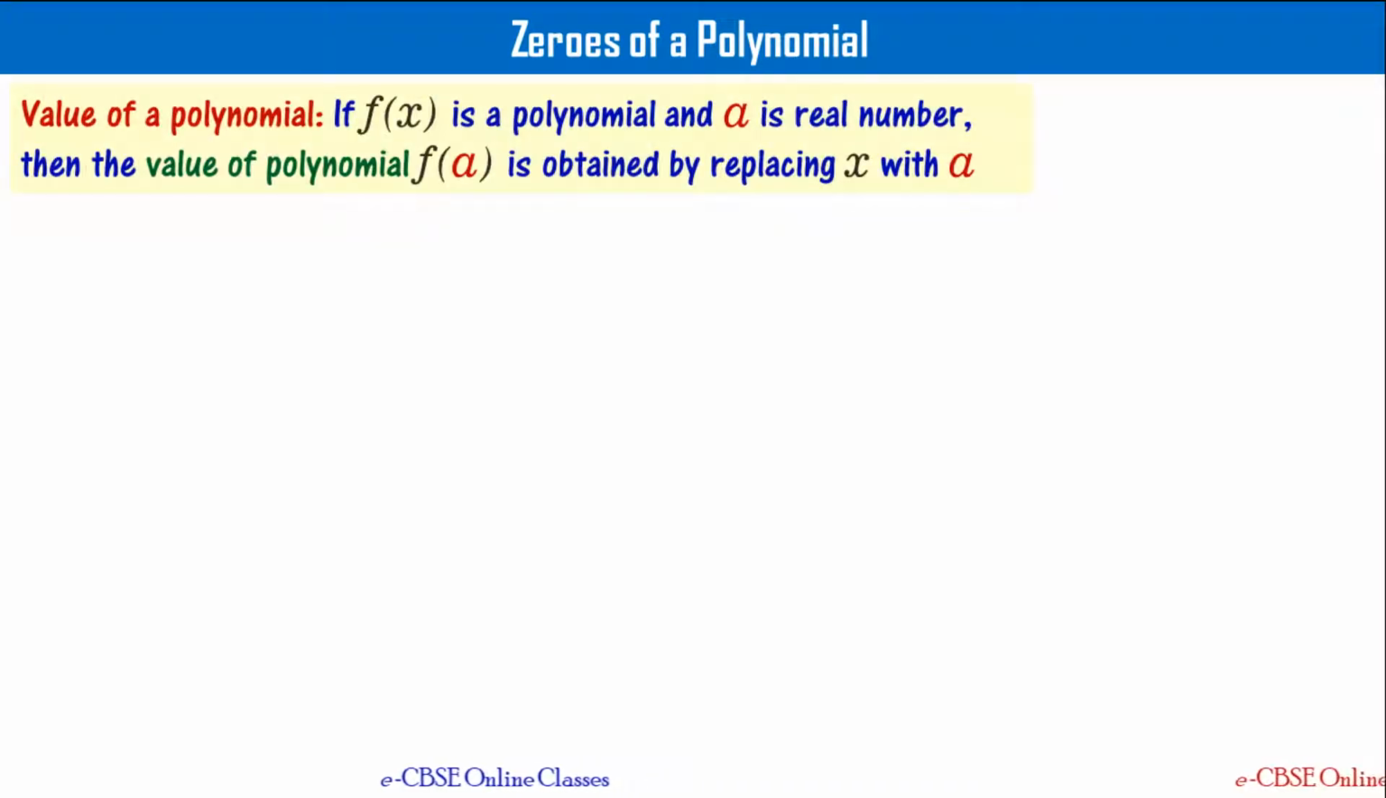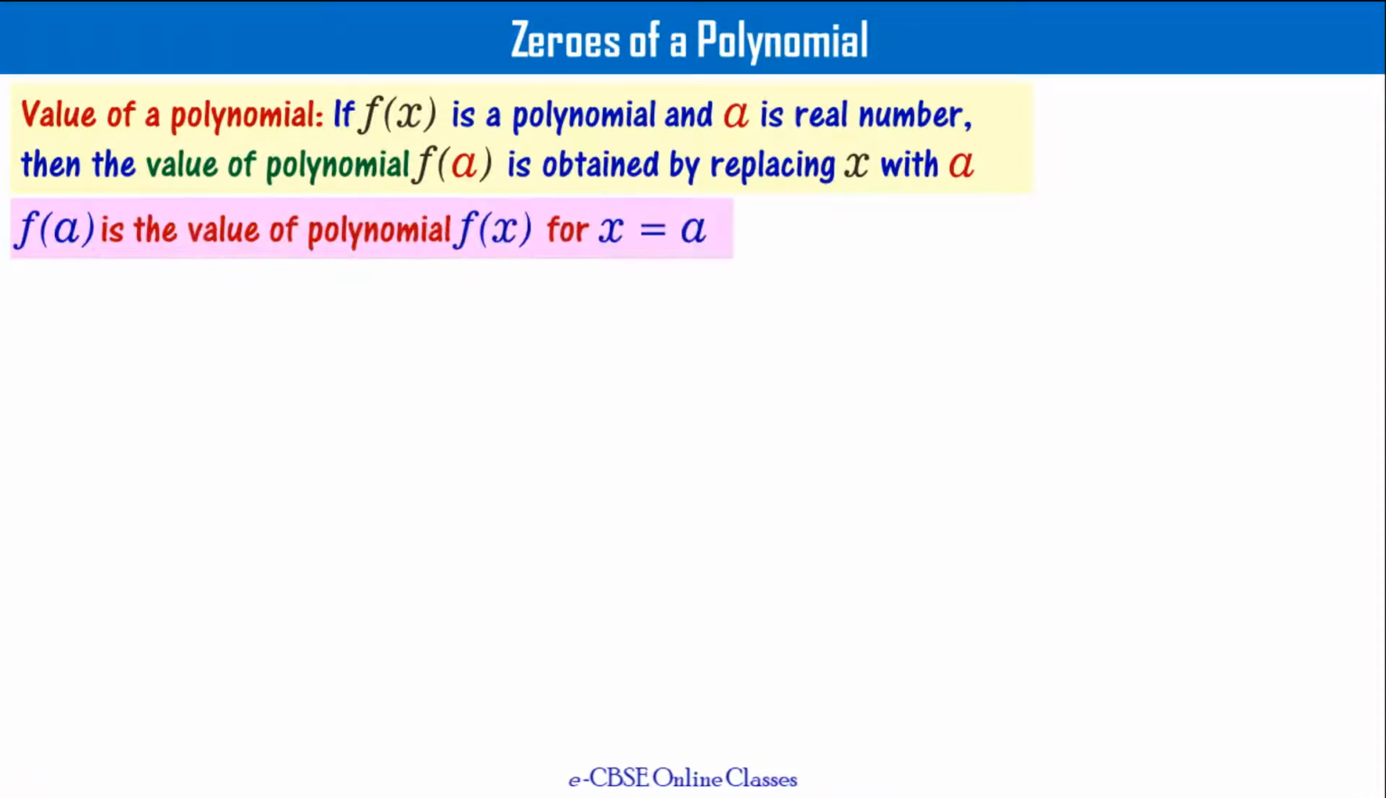In the previous video, we learnt about value of a polynomial. It is defined as the following. If f of x is a polynomial and a is a real number, then the value of polynomial f of a is obtained by replacing x with a in f of x. Please take a note of that. In other words, we can say that f of a is the value of polynomial f of x for x equal to a.